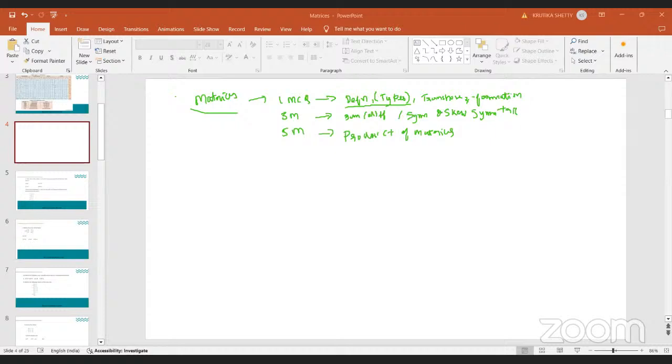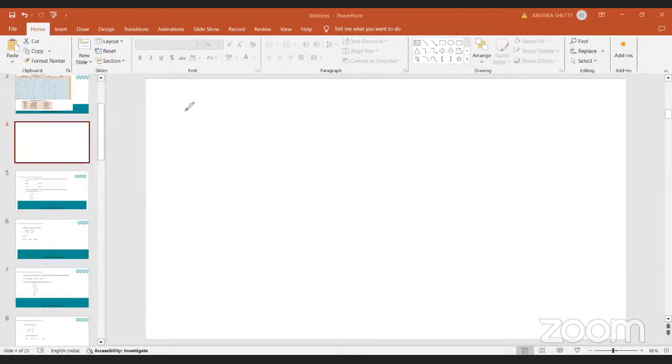So we will continue with the next part. So we'll begin with the main part. Okay, so see matrix. What is a matrix? Matrix, it is an arrangement, in simple terms. Try to understand the definition, so it will help you to understand the types of matrices.